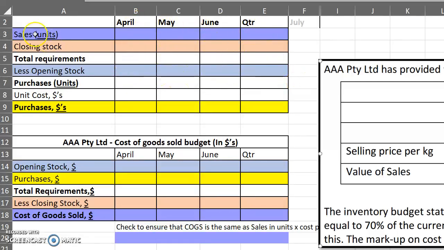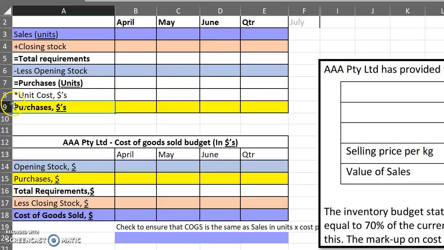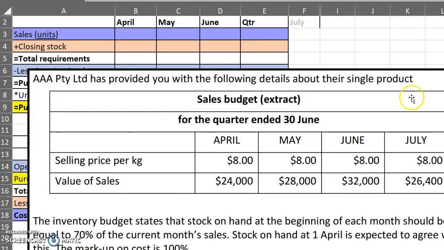The formula is very simple. We're going to look at the number of units sold, add closing stock, and that will give us total requirements for the period. If we take away stock that we already have in the shop, that will give us how many units we need to buy. We will further multiply the number of units by the cost per unit, and that will give us the dollar value of purchases for the quarter. So let's get started with the question.